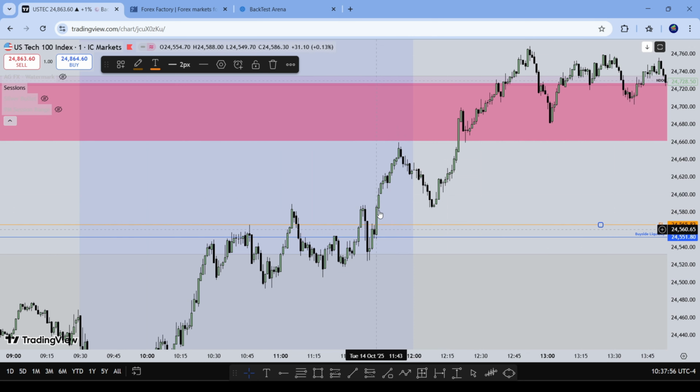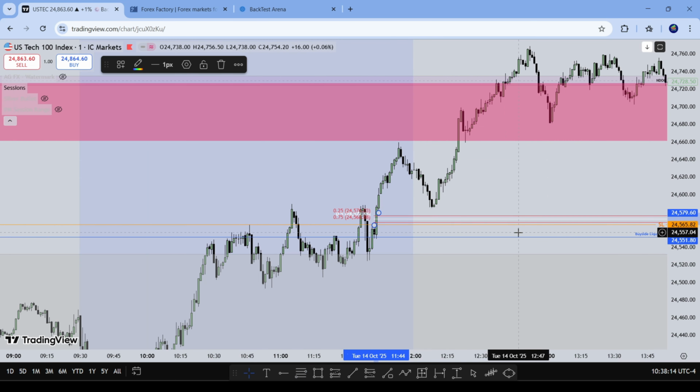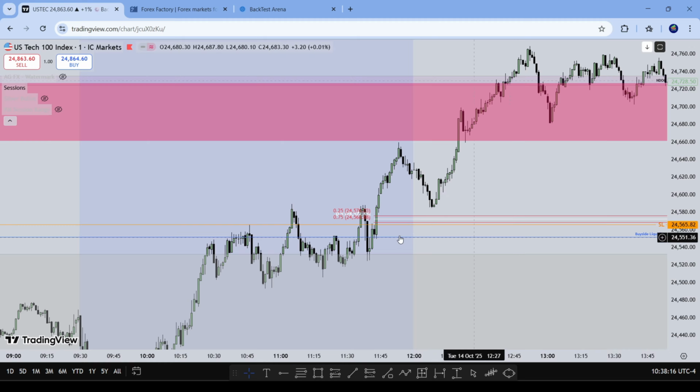So you could say that okay, this is a breakaway gap. Now this is being a breakaway gap. You do not want to see price trade past the mean threshold, the consequent encroachment. I like to mix that up. You don't want to see price trade past the consequent encroachment, right? So you could do this. The white line is the consequent encroachment.